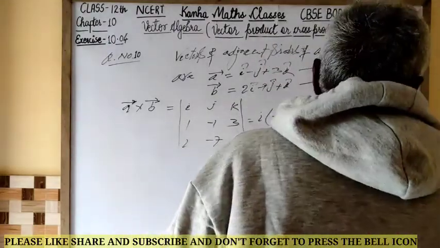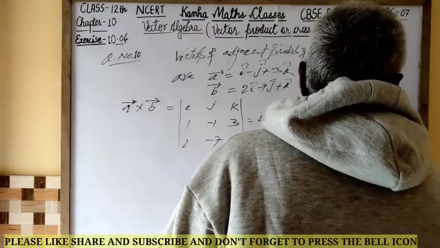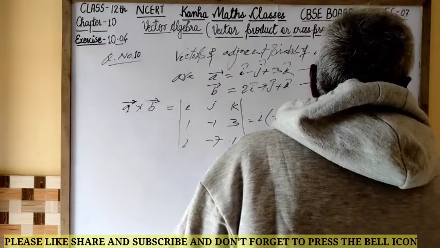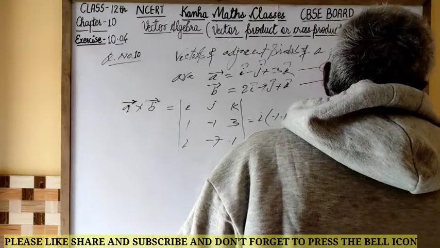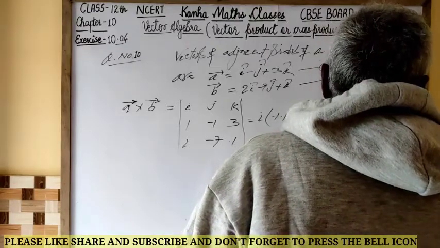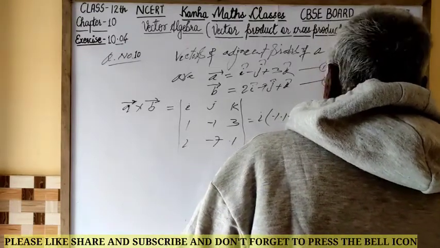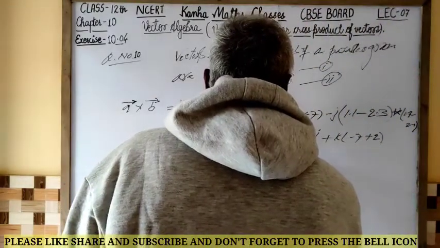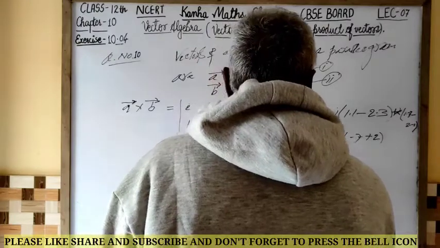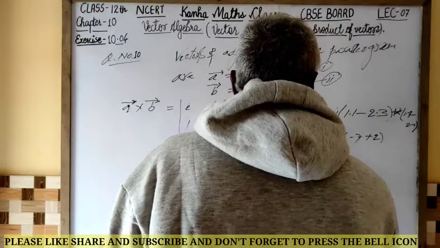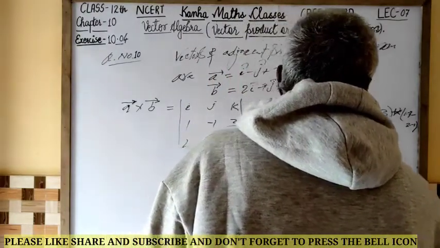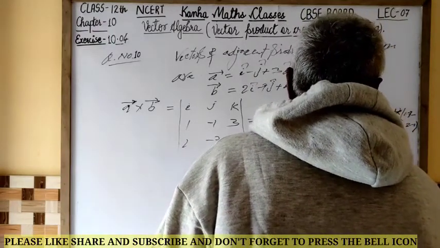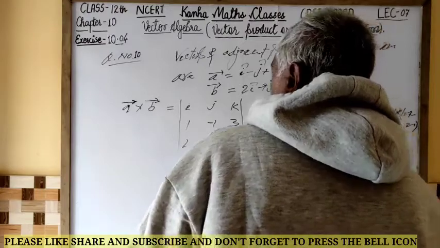This will be minus 7 minus 2 plus 2, minus 7 plus 2, that is minus 5k. Ultimately, this will be 20i plus 5j minus 5k.